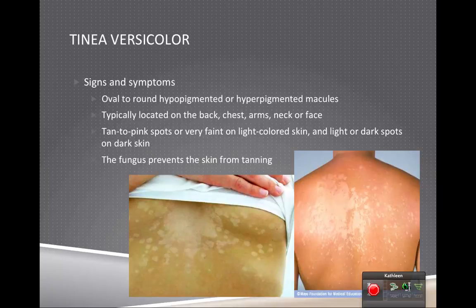So, oval to round, hypopigmented or hyperpigmented macules, which you can see, typically located on the back, chest, arms, neck, or face. What you have is tan to pink spots, or very faint on light-colored skin, and light or dark spots on dark skin. The fungus prevents the skin from tanning.